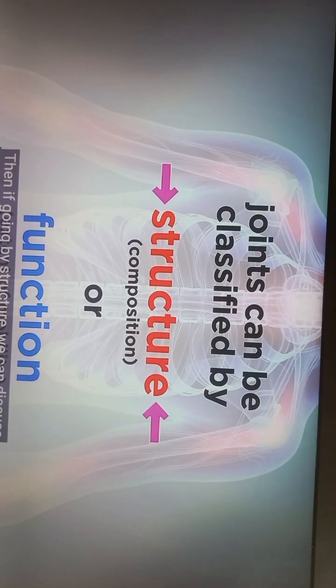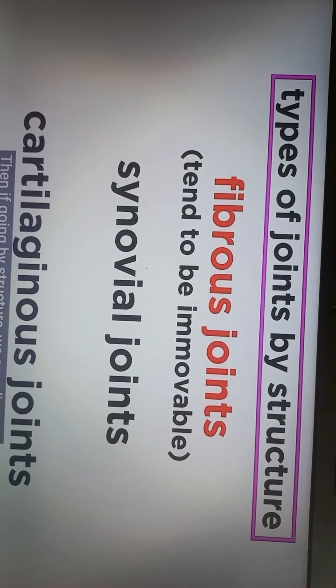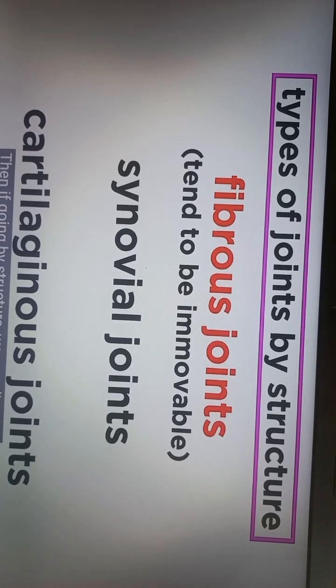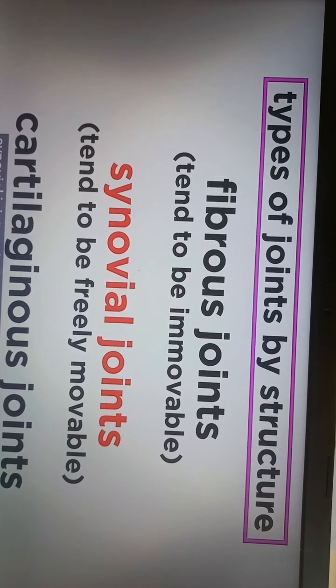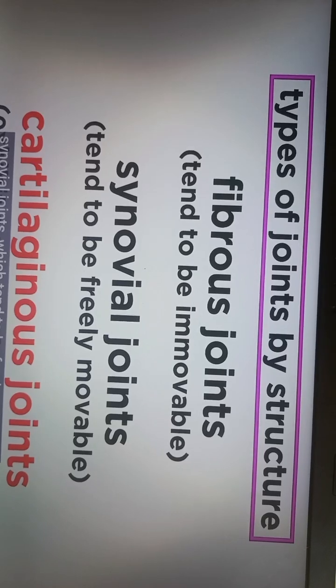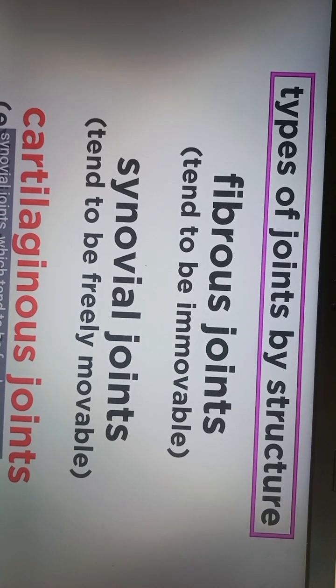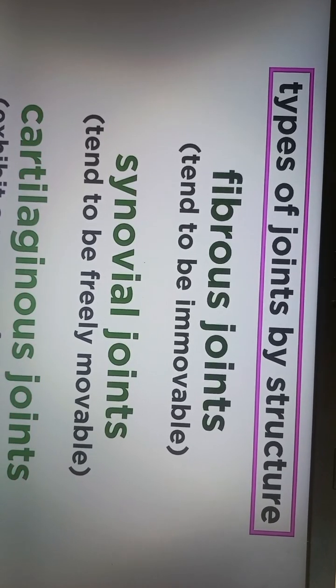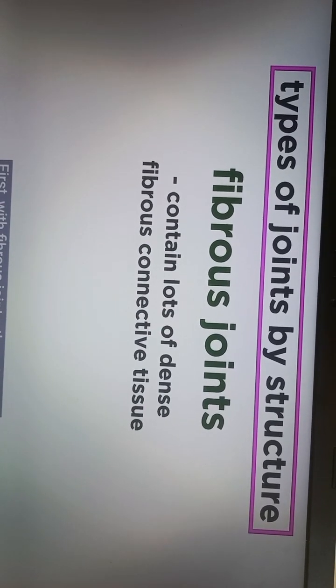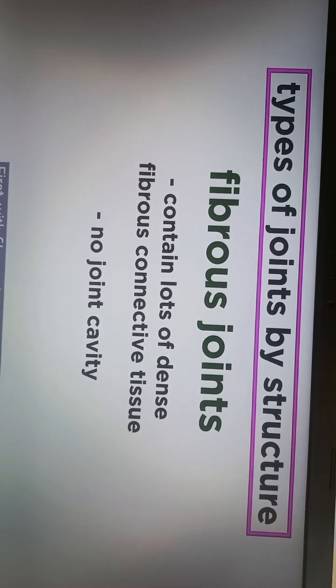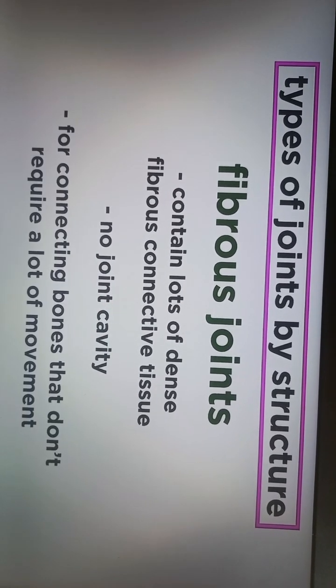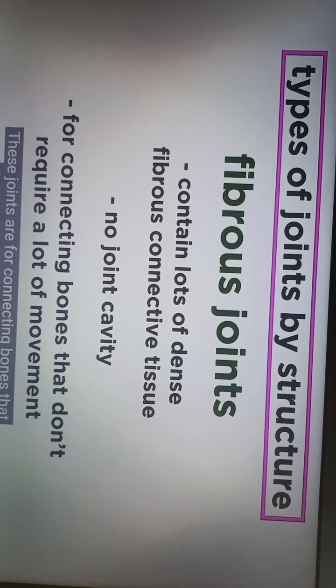Then, if going by structure, we can discuss fibrous joints, which tend to be immovable, synovial joints, which tend to be freely movable, and cartilaginous joints, which exhibit a range of mobilities. Let's zoom in on each structural classification. First, with fibrous joints, there is a lot of dense fibrous connective tissue and no joint cavity to speak of. These joints are for connecting bones that don't require a lot of movement. There are three types of fibrous joints.